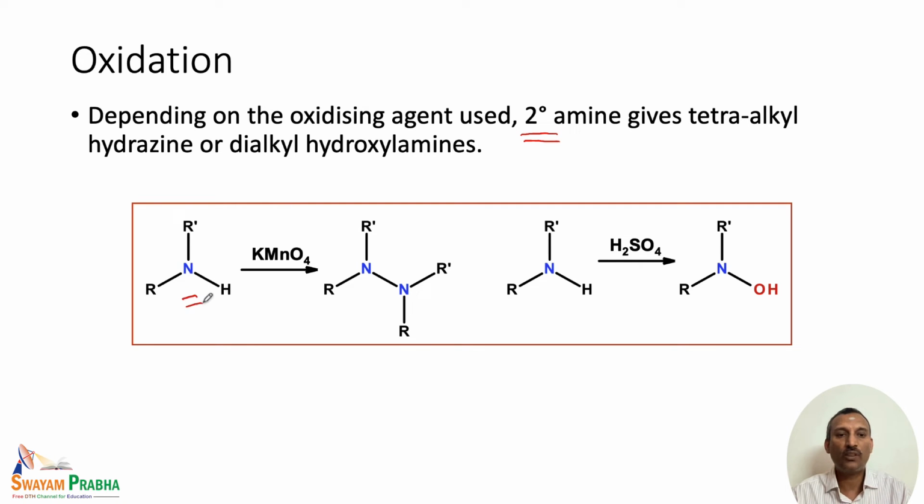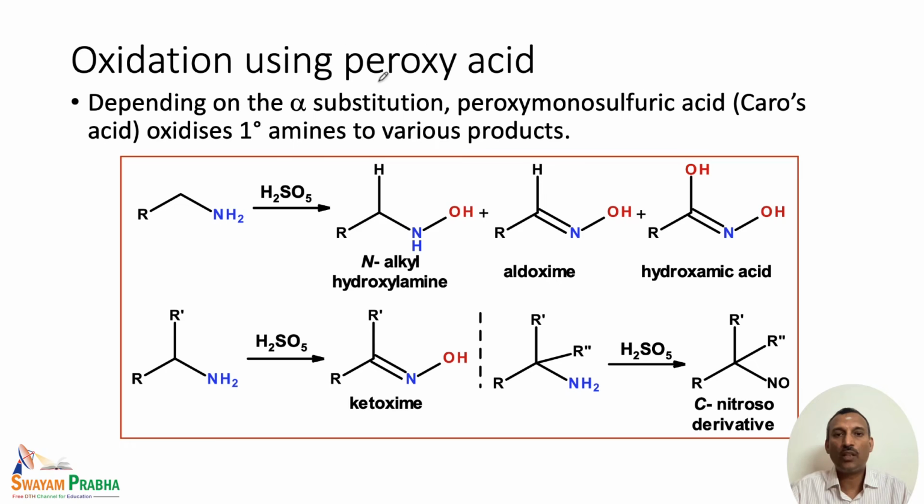Here when we have a secondary amine, oxidation with KMnO4 gives hydrazine derivative. That means substituted hydrazines are formed. If we use sulfuric acid as the oxidizing agent, we end up with the dialkyl hydroxylamine derivative. So, these are all the different products obtained from the secondary amines. If you use another type of oxidizing agent, which is a peroxy acid, we get different types of products. Here some examples are given using Caro's acid, that is peroxymonosulfuric acid.